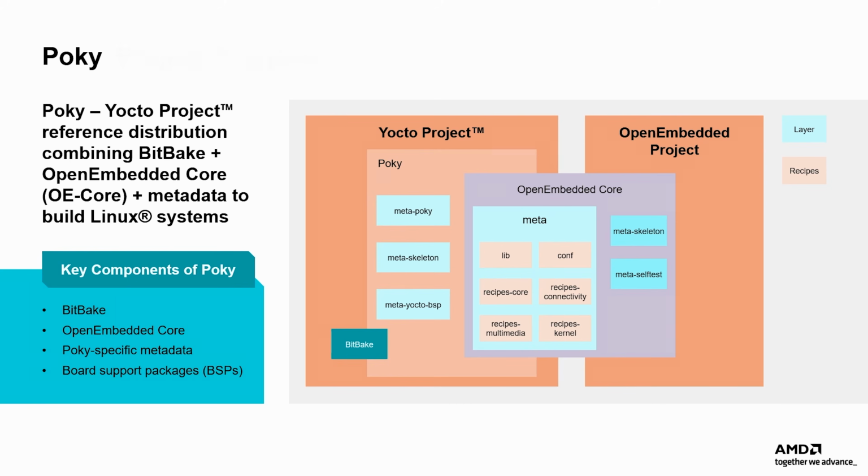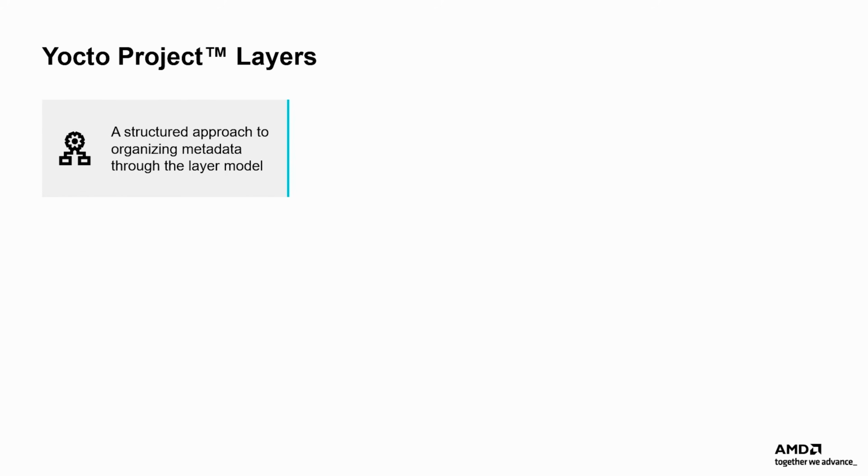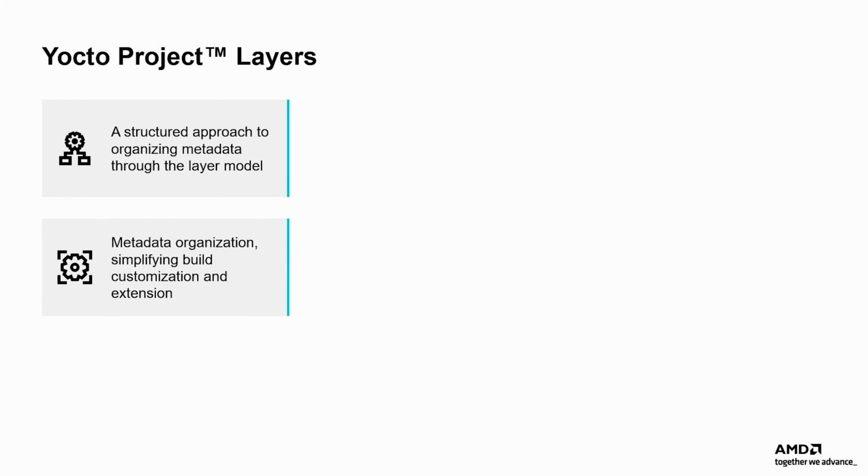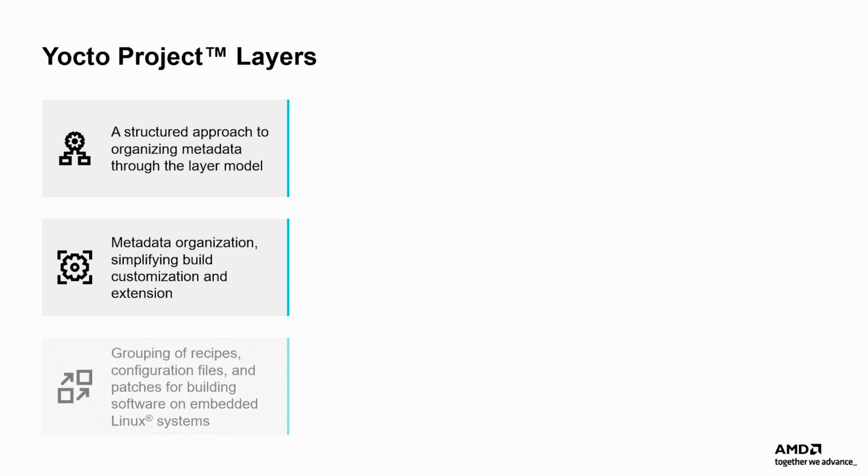Yocto Project introduces a structured approach to organizing metadata through the layer model, an improvement over the classic OpenEmbedded project. This model enhances collaboration and customization by classifying metadata into distinct layers. In Yocto Project, each layer is independent yet reusable, allowing a modular way to organize metadata, making it easy to customize and extend builds. Each layer contains recipes, configuration files, and patches that define how software is built for an embedded Linux system.